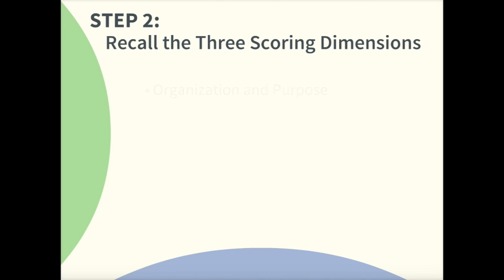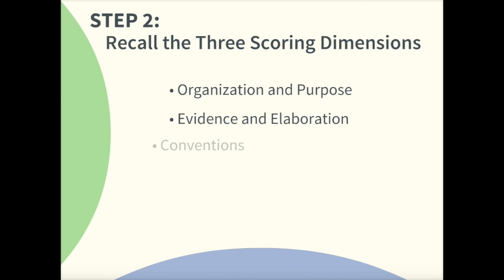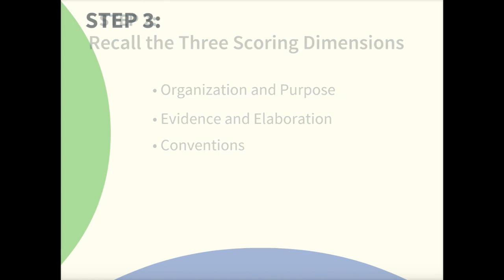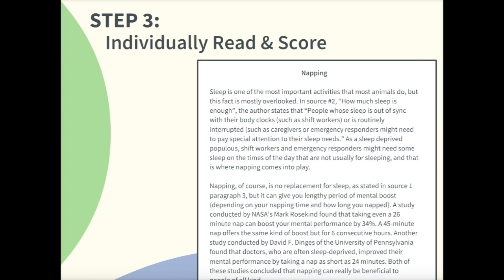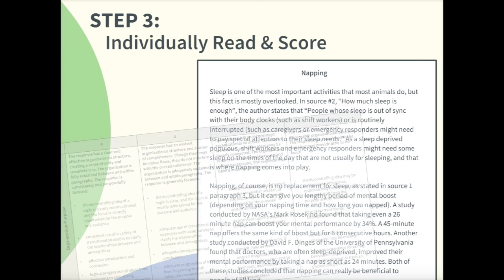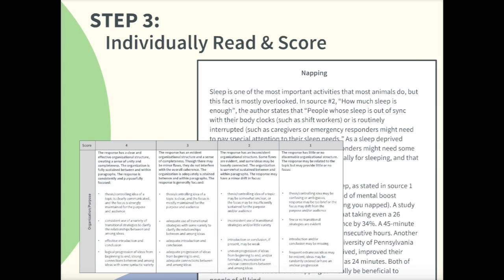Step 2 in the scoring process is to quickly review the relevant scoring rubric to remind yourself of the scoring dimensions to consider as you read the student sample. Finally, it's time to individually read the student sample. At this point, please pause the video and find the student essay called Napping Student A and a blank copy of the grade 6 through 11 explanatory rubric that accompanies this video lesson. Please review the rubric, then read the sample, keeping the rubric criteria in mind.